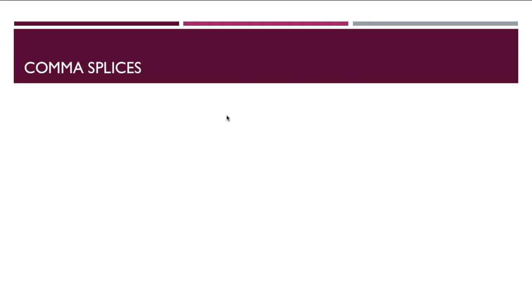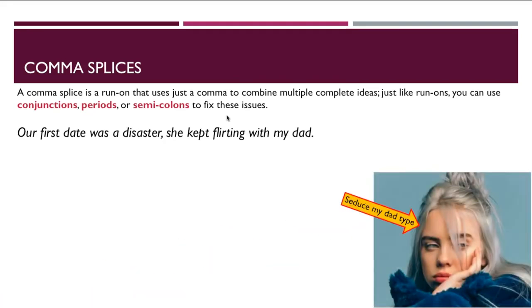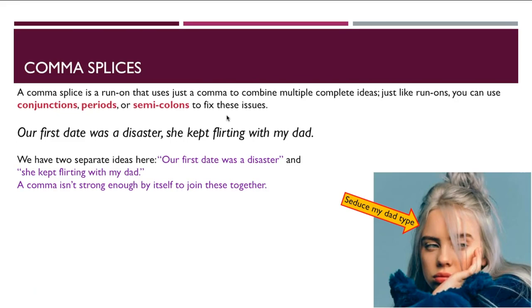Now let's talk about comma splices. A comma splice is a run-on that uses just a comma to combine multiple complete ideas. Just like run-ons, you can use conjunctions, periods, or semicolons to fix these issues. Our first date was a disaster. She kept flirting with my dad. We have 2 separate ideas here. Our first date was a disaster, and she kept flirting with my dad. A comma isn't strong enough by itself to join these together.